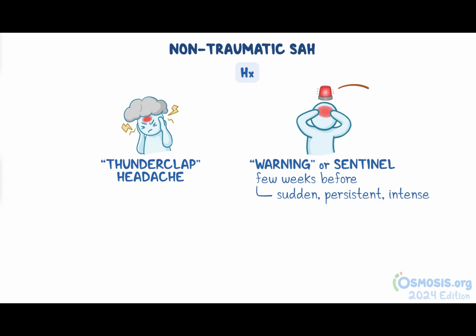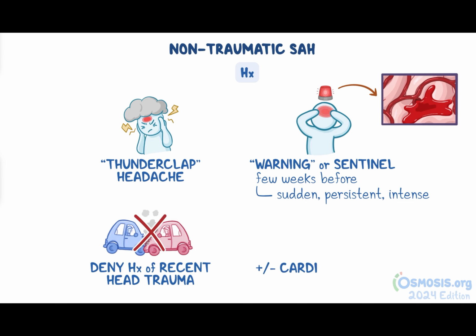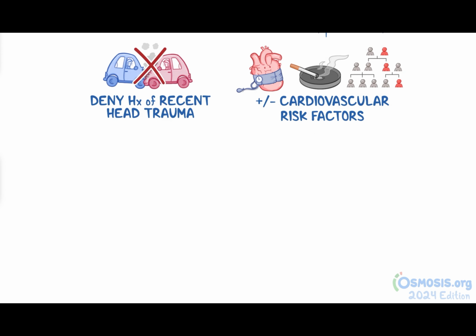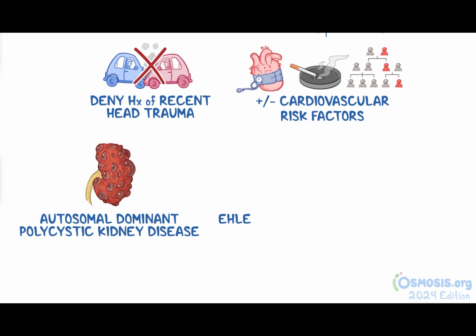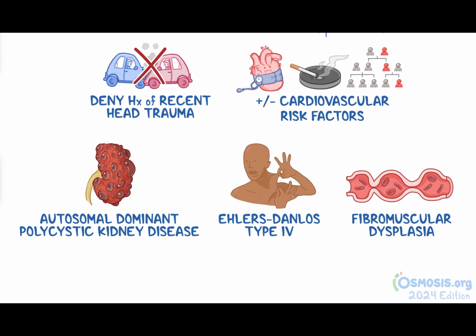This type of headache occurs due to aneurysmal wall stretching or minor aneurysmal leak and is often a sign of impending aneurysmal rupture. Next, these individuals will deny a history of recent head trauma, but they might report cardiovascular risk factors such as hypertension and tobacco use, as well as a family history of cerebral aneurysms. Other important risk factors include a history of autosomal dominant polycystic kidney disease, Ehlers-Danlos type 4, and fibromuscular dysplasia.